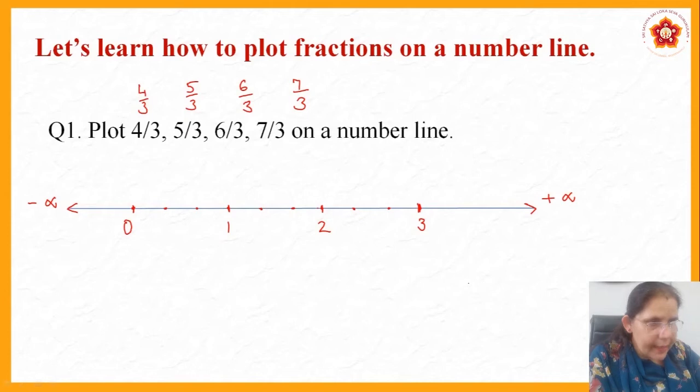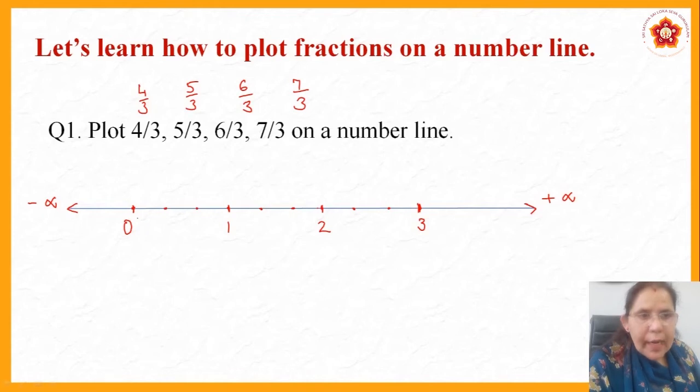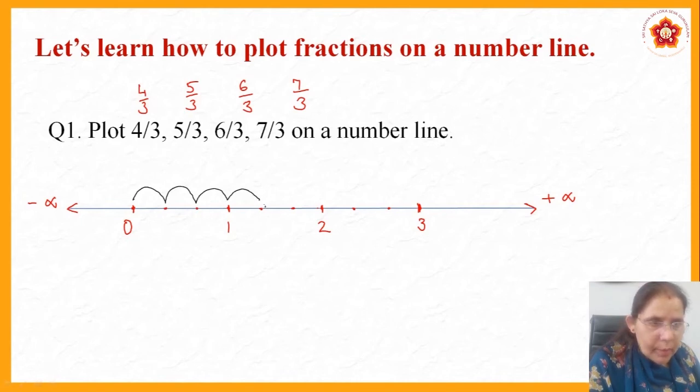Let's move ahead and see. First point is 4 by 3. So start from 0 and go up to the 4th point. So from here to here is 1, 2, 3, 4. So this point is 4 upon 3.